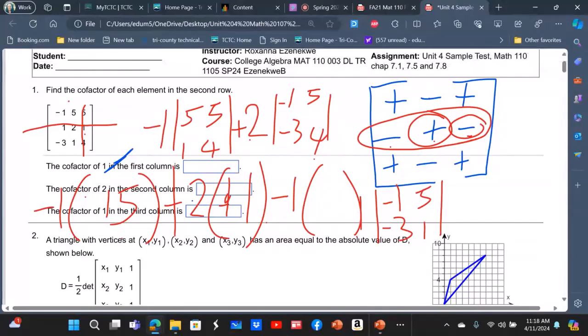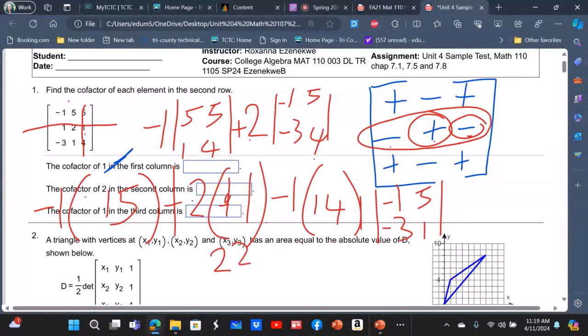-1 multiply -1 is -1. -1 minus 15 is going to be positive 14. So now I will simplify. 2 times 11 is 22.